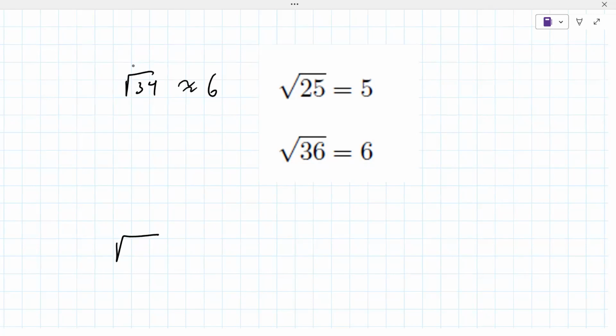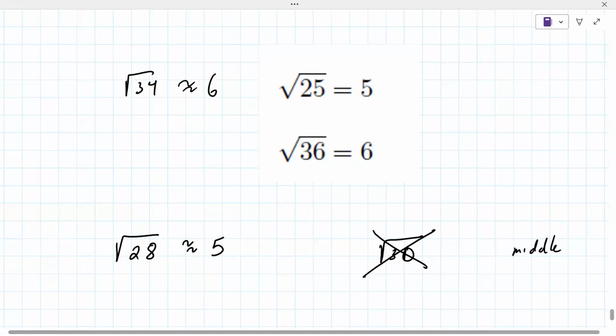But if I gave you the square root of 28, which one is that closer to? That would be closer to 25. So it'd be about 5. But what if I asked for the square root of like 31 or 30? Let's do 30. You see that's right in the middle? You're probably not going to get that. They should be really close to one or the other. Okay. All right.